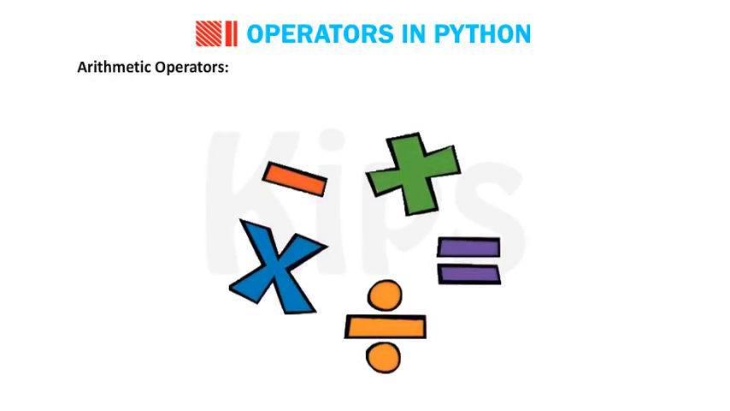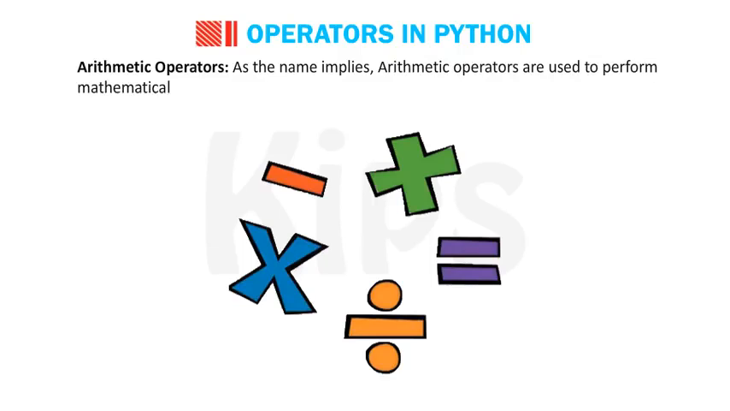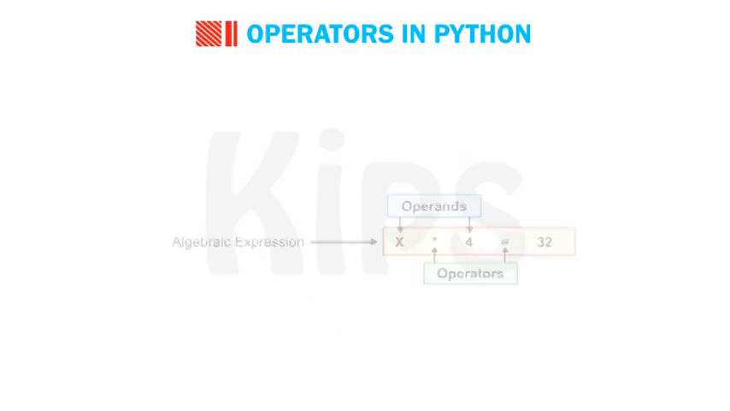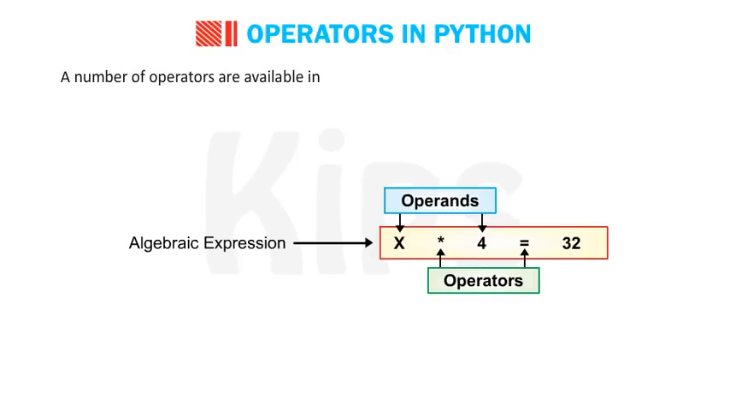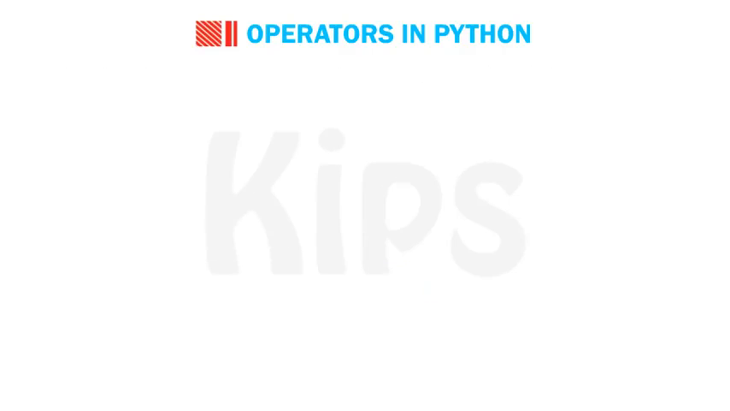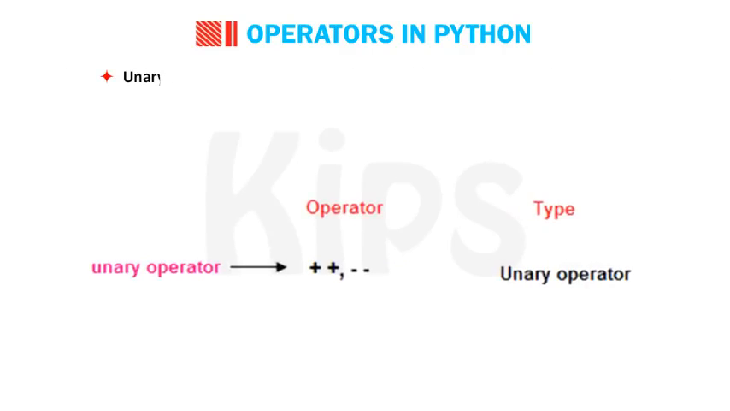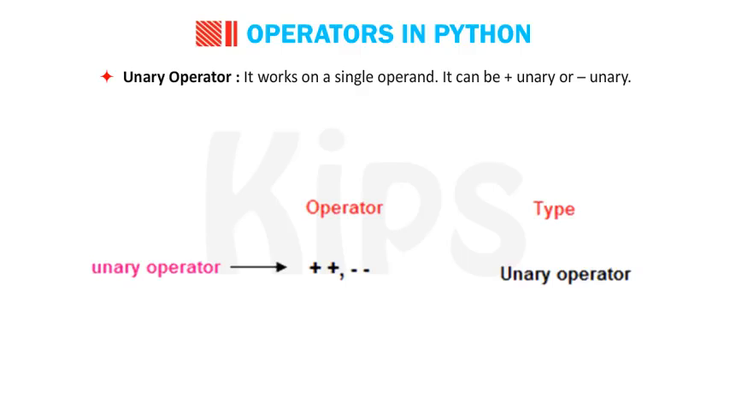Arithmetic operators. As the name implies, arithmetic operators are used to perform mathematical operations. A number of operators are available in Python to form arithmetic or algebraic expressions. It can further be classified as unary operator. It works on a single operand. It can be plus unary or minus unary.